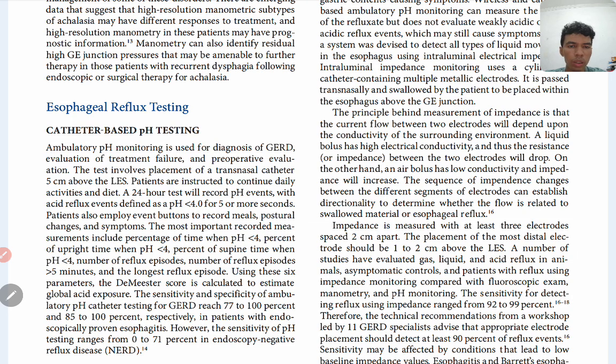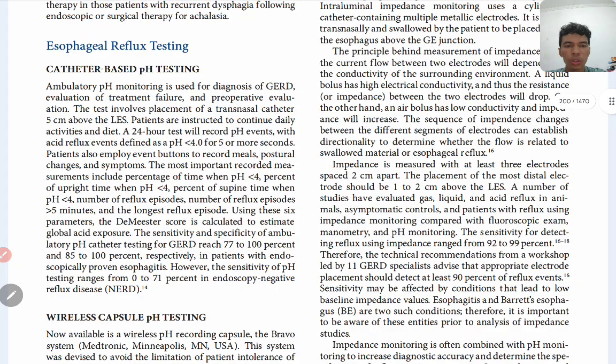On the other hand, an air bolus has low conductivity and impedance will increase. The sequence of impedance changes between the different segments of electrodes can establish directionality to determine whether the flow is related to swallowed material or esophageal reflux. Impedance is measured with at least three electrodes spaced 2 cm apart. The placement of the most distal electrodes should be 1 to 2 cm above the LES.